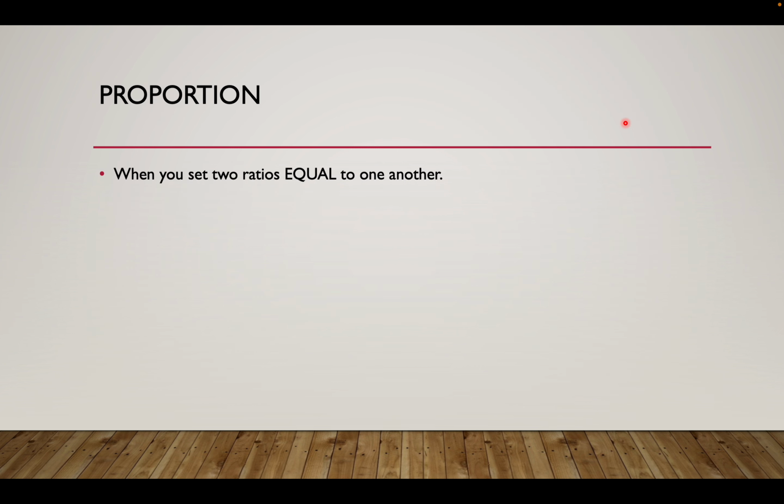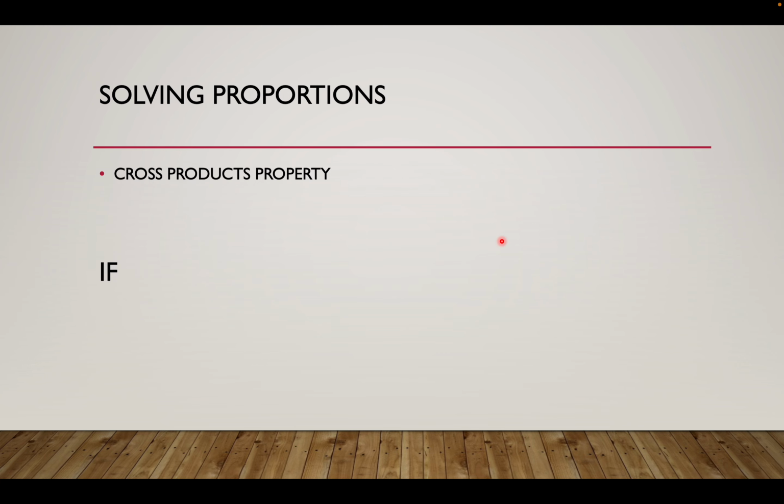Proportion: when you set 2 ratios equal to one another. So if we had a ratio A over B equals C over D, that is called a proportion. An example might be 1 over 3 equals 4 over 12. If I reduce this, if I divide by 4 and divide by 4, I would end up at 1 over 3. So these two ratios are equal, and we can call them a proportion.